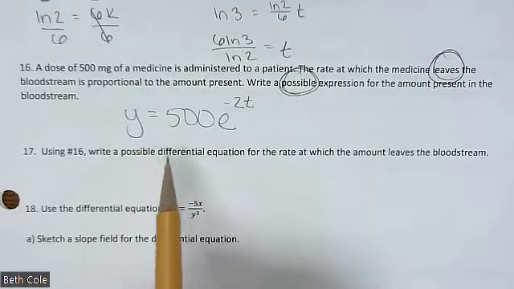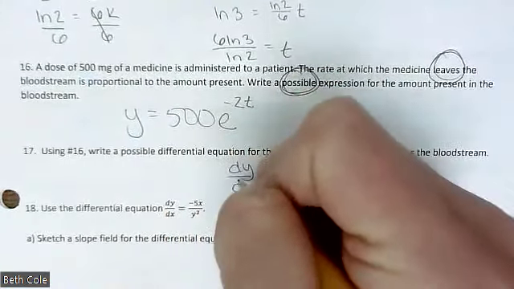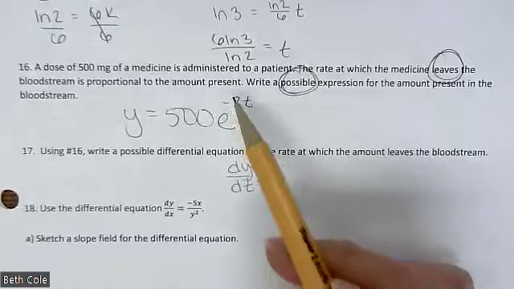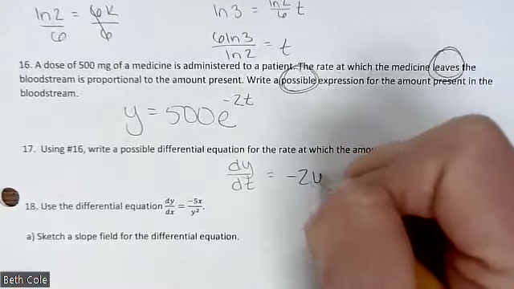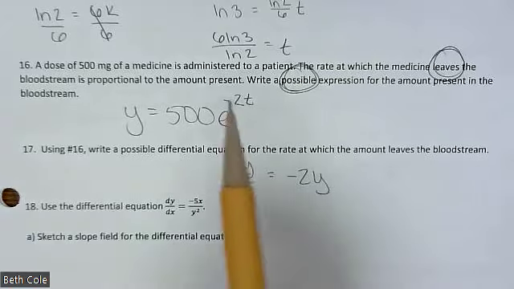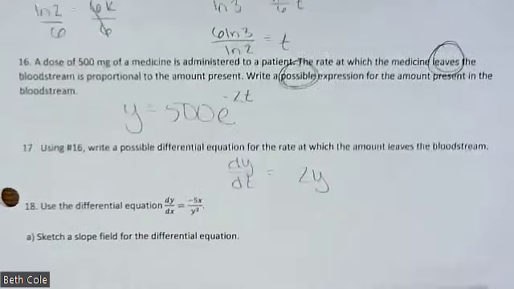Using number 16, write a possible differential equation. So the differential equation, dy/dt, equals k times y. It's in your notes if you go back and look at it there. I promise I taught it to you. It's k times y. What did we make k for this one? Yeah, so it'd be negative 2y. Again, it's a possible differential equation. So the equation itself is PERT. The differential equation is ky, k times y.